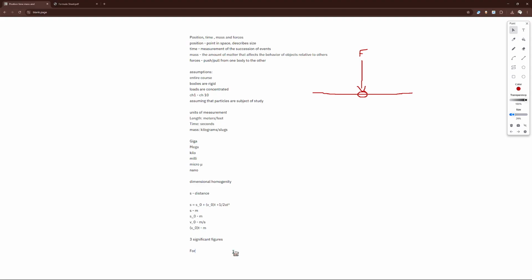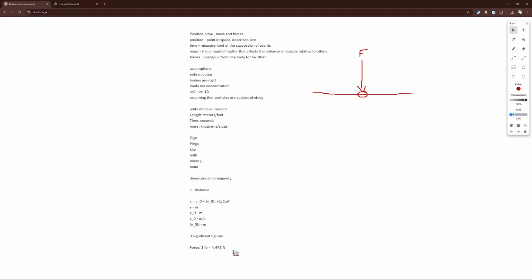For example, I'll just do one, but for force, we have pounds for imperial, and 1 pound is equal to 4.448 newtons, which is metric. This is force from imperial to metric. Depending on your professor, they could be really evil and make you memorize this. But if it's needed in the question, it will probably be provided to you. So I don't think you need to memorize it. I wouldn't personally, but that's fine.